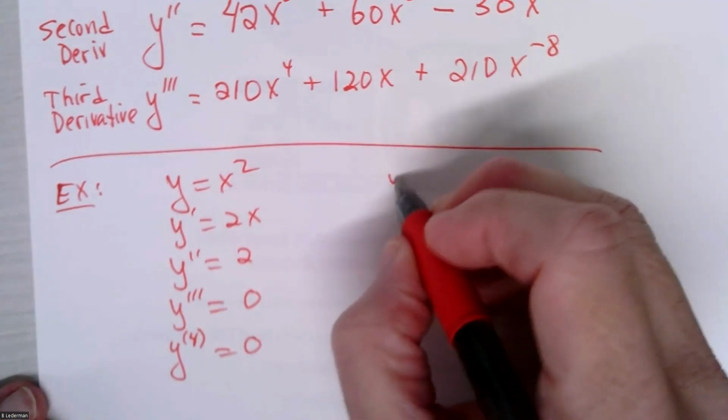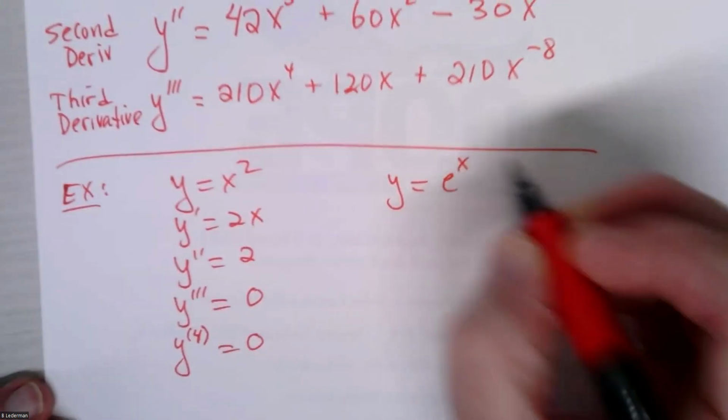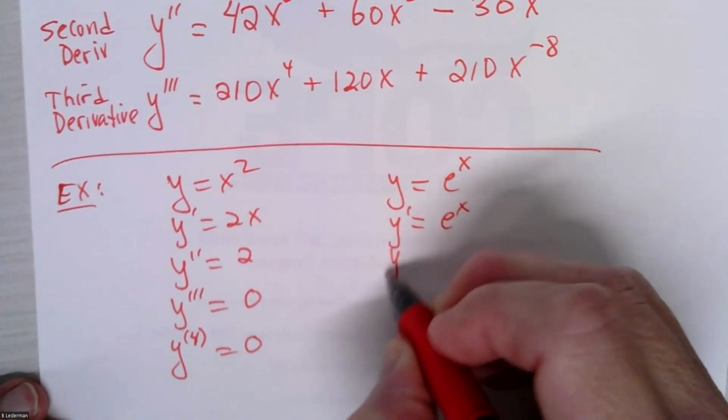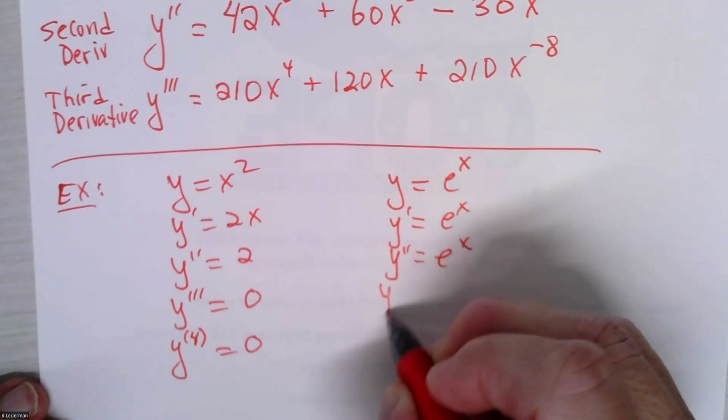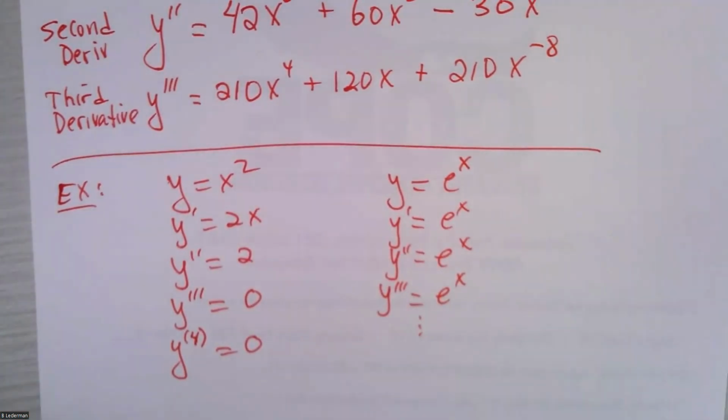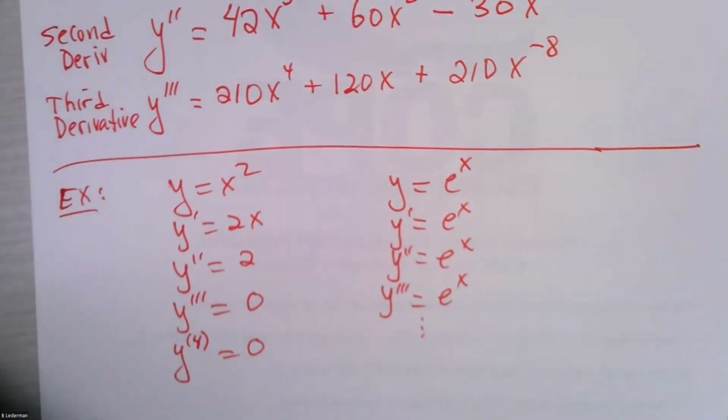On the other hand, if I have y equals e to the x, y prime equals e to the x, and y double prime equals e to the x, and y triple prime equals e to the x, and so on and so forth. So it's not just going to hit all zeros. In theory, you could take derivatives as long as you want, even though it might start to get very monotonous. Anyway, back to the case at hand.